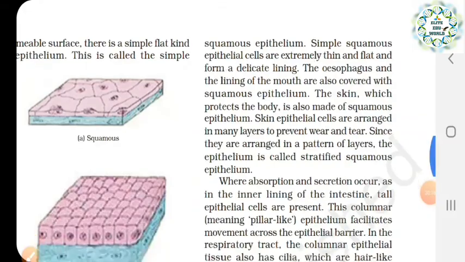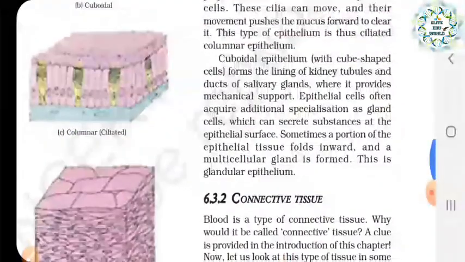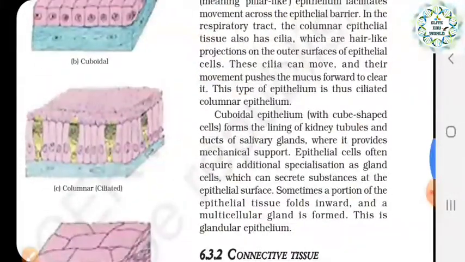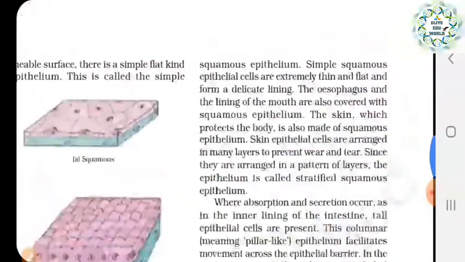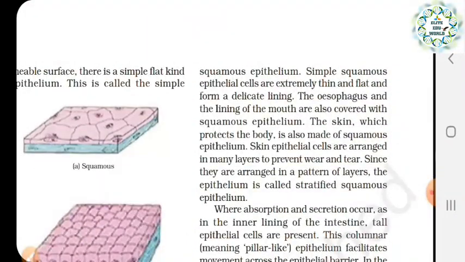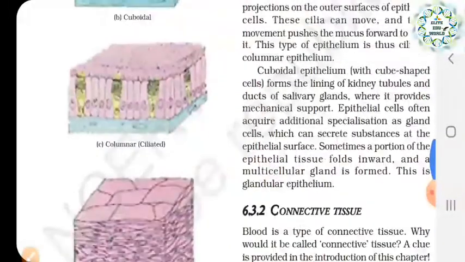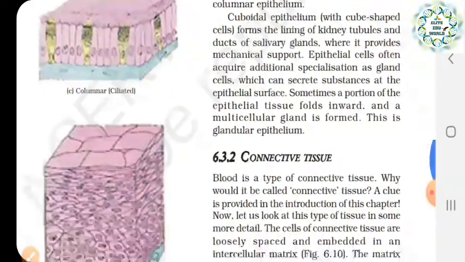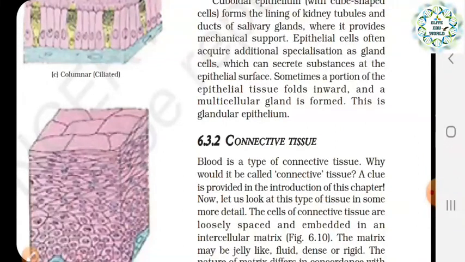So here we will stop today. Whatever points we have covered, just go through them one more time. Draw the diagram, and think about why it has the flat structure, why it has the cuboidal structure, and why it has the cilia. In the next lecture we will start connective tissue, what is meant by connective tissue and how it works. Until then, take care, bye.